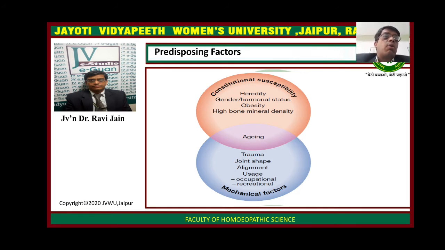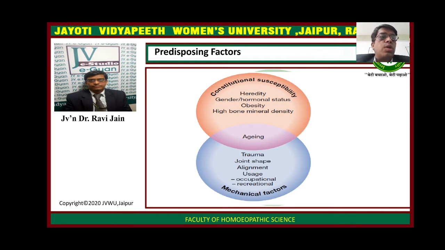Aging is another important factor. As the age progresses, we all know the older people are more prone to developing osteoarthritis. The other factors include trauma, joint shape, and alignment. That is, after any injury, there are more chances for development of osteoarthritis. If there is any deformity in the joint shape, then there is more tendency for developing osteoarthritis. Alignment of the joint is important.